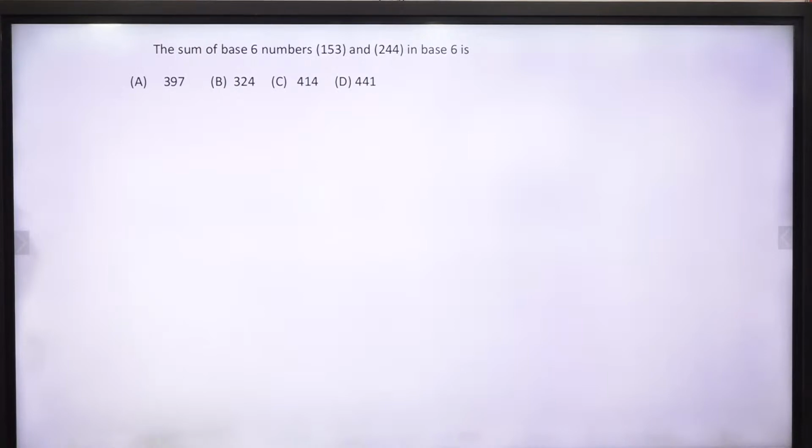Okay, so this is a question from number systems in digital. So you may get one question from number systems also. You are given two numbers in base 6. You have to add them and give the result in base 6 itself.